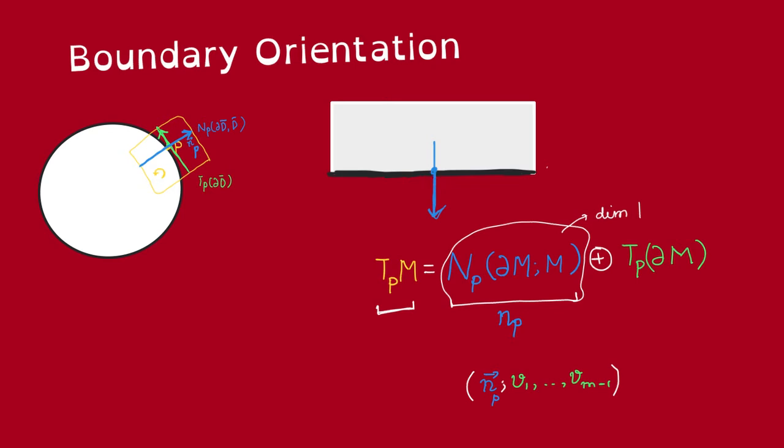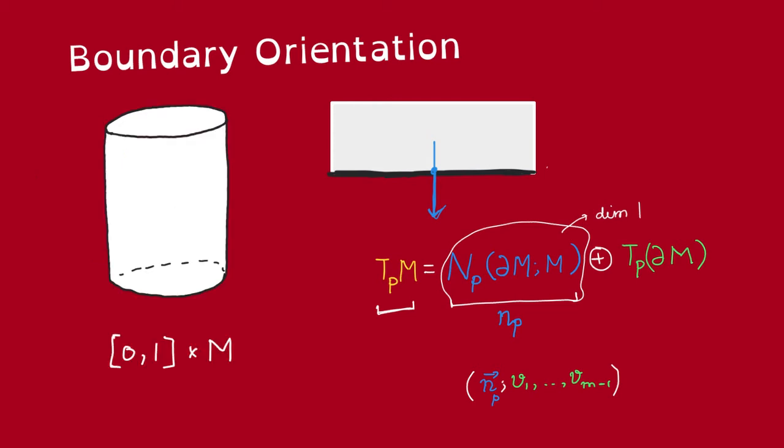Recall that we had this example here where the orientation on M is the counterclockwise orientation. So from that we can deduce that the orientation on the boundary circle must be in this direction. So it's also counterclockwise, and that's quite intuitive. Now let's look at another example.